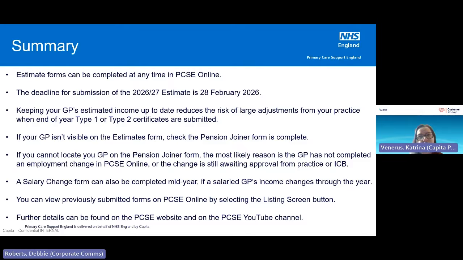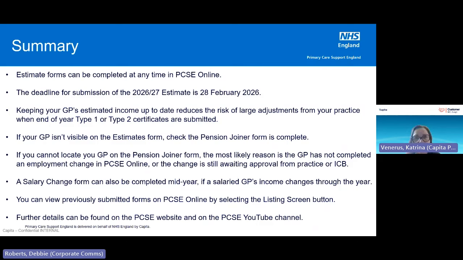So a couple of key things on here. That's all very straightforward what I've gone through there, and it really is one of the quickest and easiest processes to do on PCSE Online. It works really, really well. There is a challenge if you go to that estimate and you pull it up, select 2627, and one of the GPs you're expecting to be listed on there is not there. So that's the real challenge that some people sometimes face.